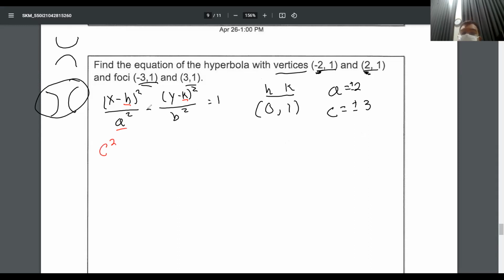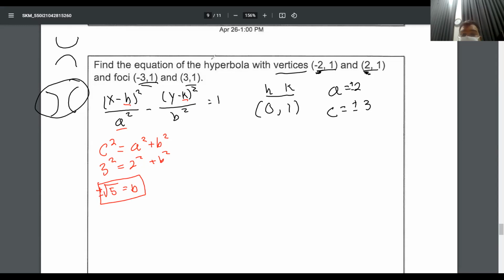Good. For hyperbolas, it's plus. So c squared equals a squared plus b squared, an actual Pythagorean theorem. So 3 squared equals 2 squared plus b squared. A little bit of math, and b equals the square root of 5, plus or minus the square root of 5. No, you don't need a decimal, because when you put it in the equation, it's going to get squared anyway. So it's just going to be 5.